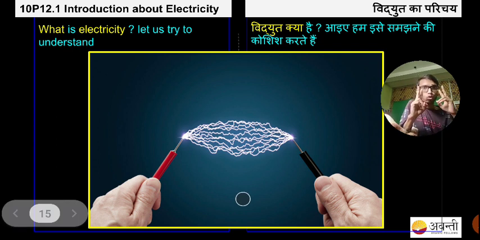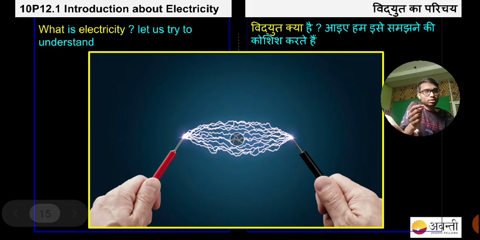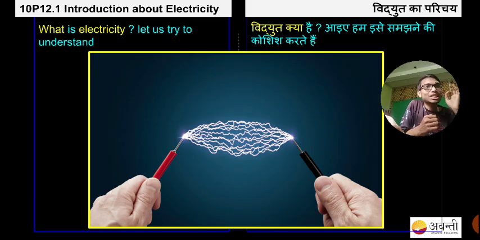We took two wires, this one and this one. What is happening here? When we touch these two wires to each other, then what will happen? This will happen. Both are enemies to each other, and you can see what is happening, fighting. We can clearly say that electricity is working. Electricity is flowing through the wire. This is what we are observing.